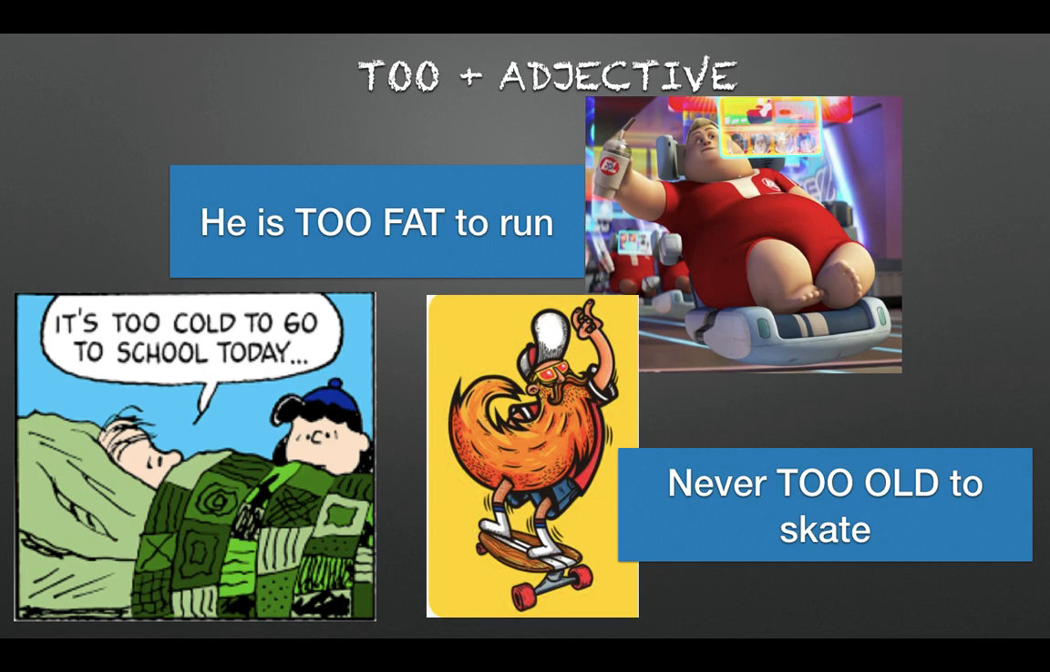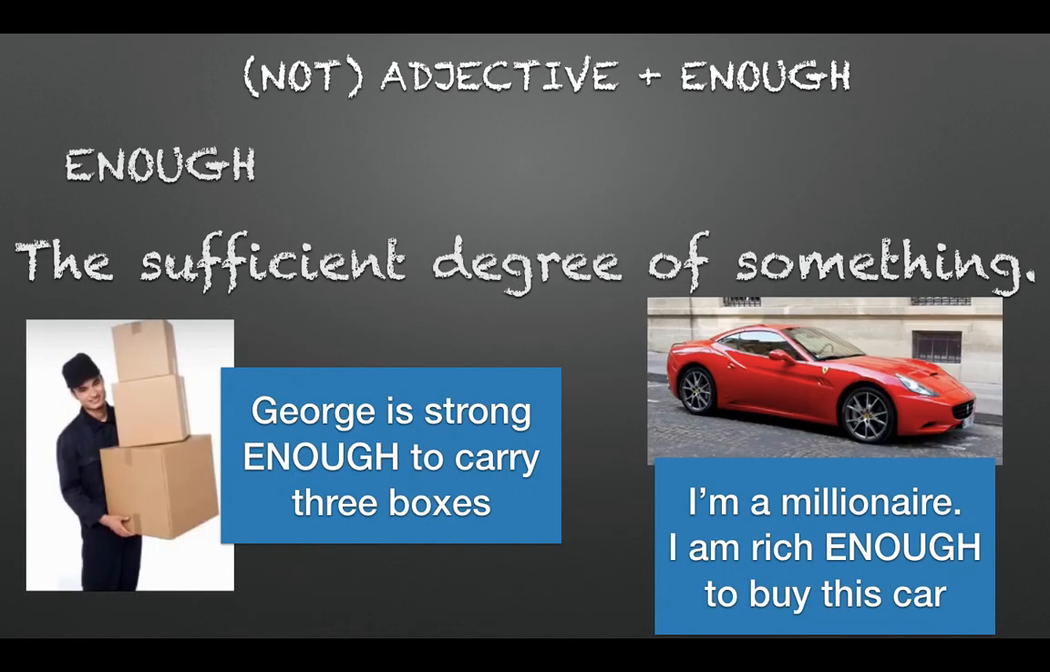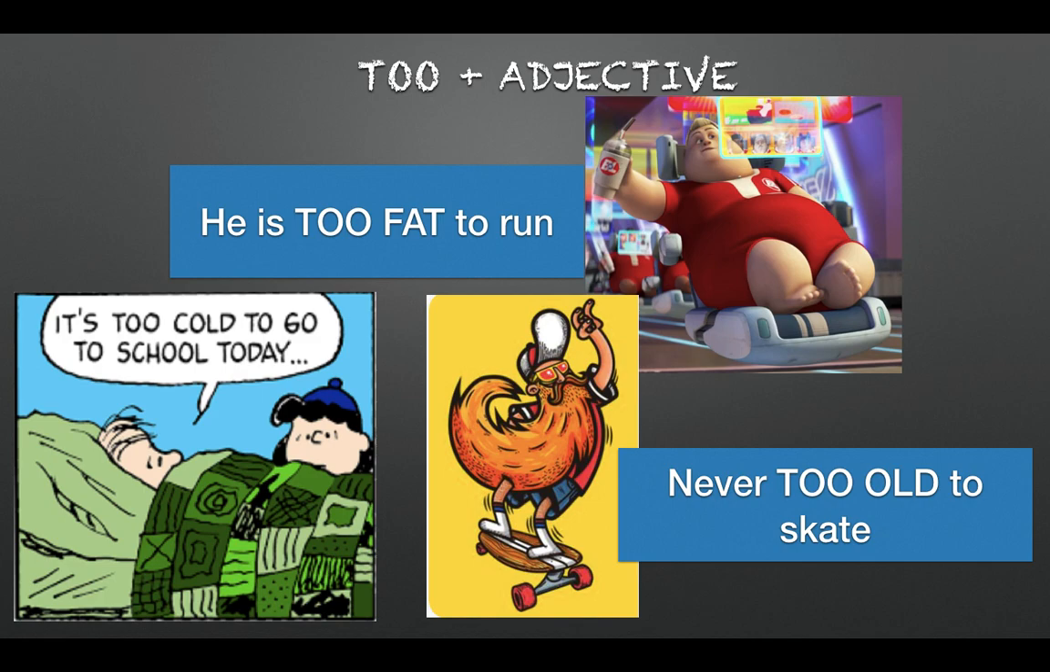Here we have other examples. The first one is, he is too fat to run. As we saw in the movie Wall-E, people could not run because they were too fat. And in the second image, we have a Snoopy image. It says, it's too cold to go to school today. And the last one, never too old to skate. I just put the last picture because I found it cool.